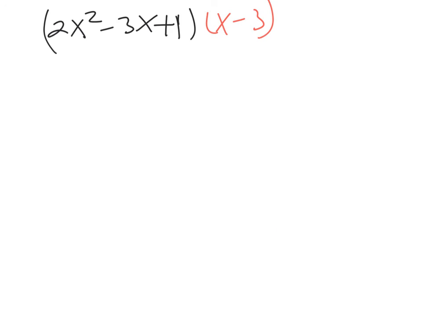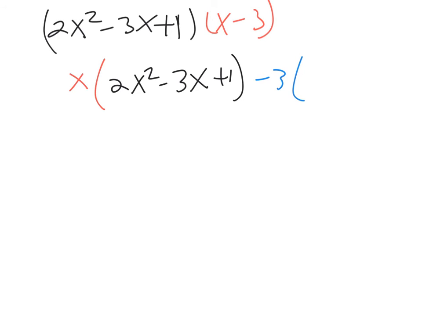Okay, so we've got 2x squared minus 3x plus 1 times x minus 3. And I'm going to take this x minus 3 here, and I'm going to divide it up and multiply each one times the whole set. So what that looks like is I've got x times 2x squared minus 3x plus 1, and I've got negative 3 times, again, 2x squared minus 3x plus 1. So again, notice here, we've got the x minus 3 here and here, and this same set, and we're just going to basically distribute twice.